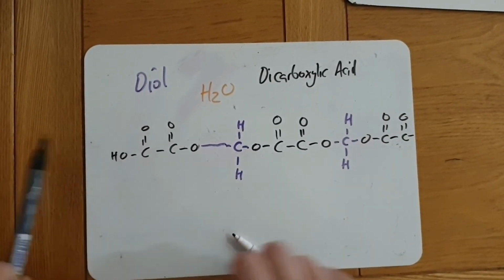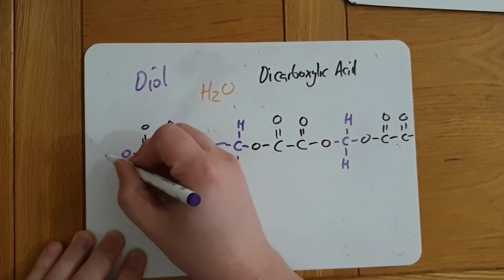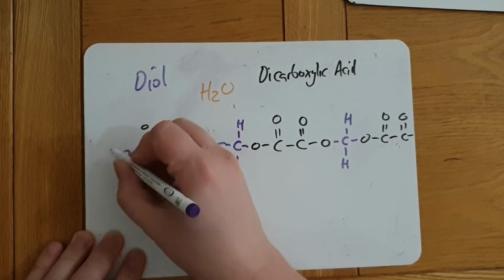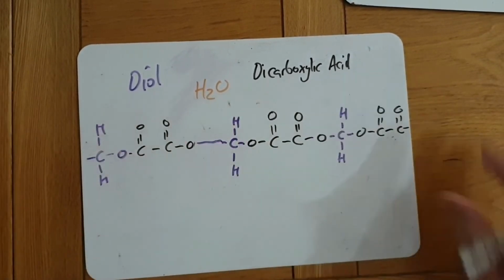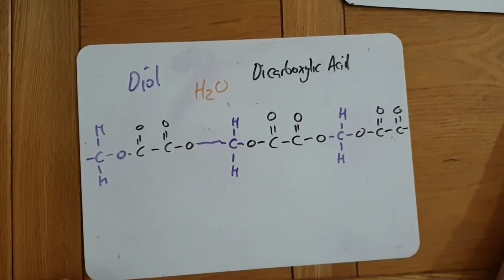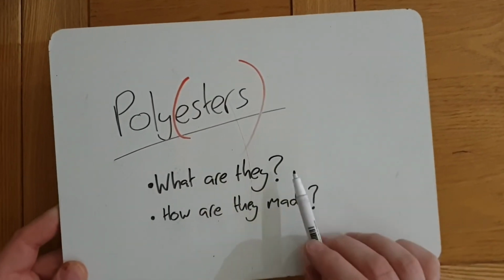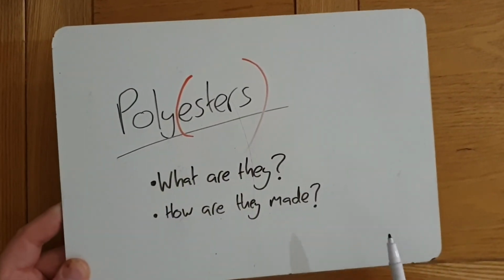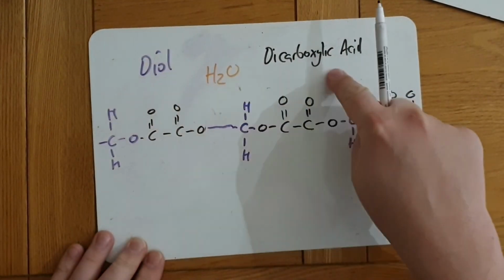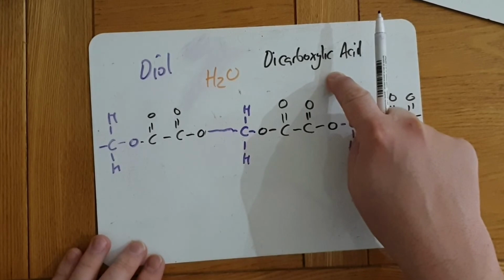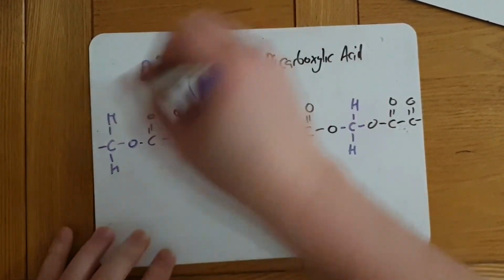And then this one, there's another one of the purple diols, so we lose the OH, we get O to C, H, H, and we're making a huge long chain. So to make a polyester, what are they? Massive, huge, long chains of esters. How are they made? You get a diol and a dicarboxylic acid, and then it's a dehydration reaction, dehydration polymerization.